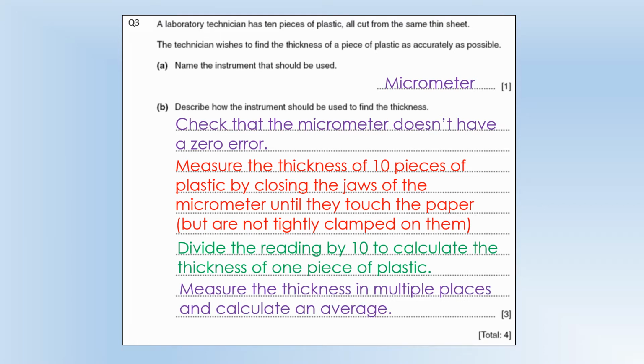And I wouldn't be happy with just measuring it in one place. Once we've measured it in one place, measure it in a couple of other places, again to give us our average thickness for a piece of plastic.